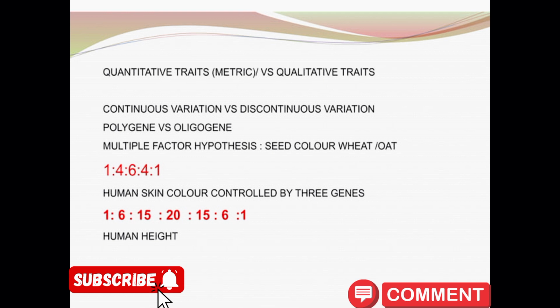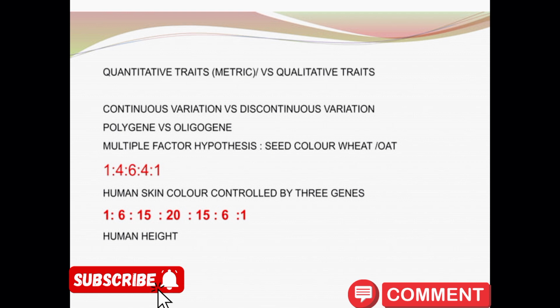In quantitative traits, the type of inheritance in which the phenotype of a trait is expressed according to the number of alleles present is called a quantitative trait. For example, human skin color, wheat kernel color, height of human beings, and weight of human beings are known as quantitative traits.